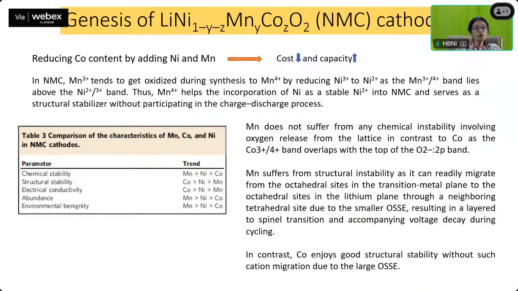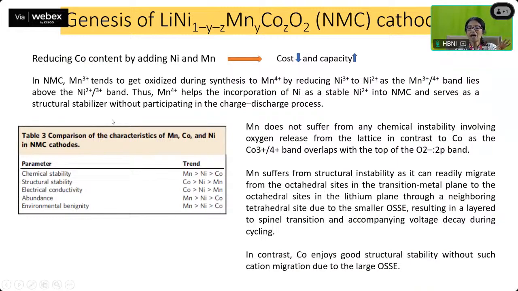Now if you look into the comparison of the characteristics of manganese, cobalt and nickel in the NMC cathode, you see the chemical stability of manganese is more than that of cobalt. Nickel actually falls in between manganese and cobalt for all these different characteristics. So chemical stability of manganese is more than cobalt, structural stability of cobalt is more than manganese, electrical conductivity of cobalt is more than manganese, abundance of manganese is more than cobalt, and environmental benignity of manganese is more than cobalt. So these are the characteristics.